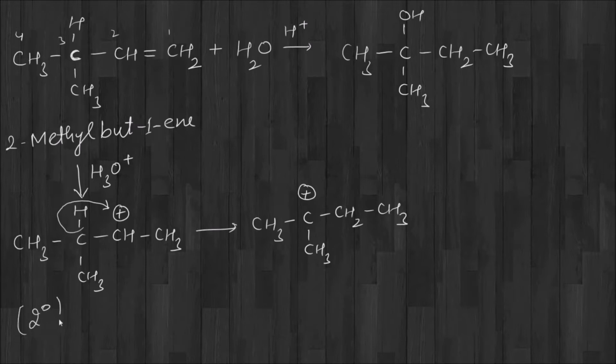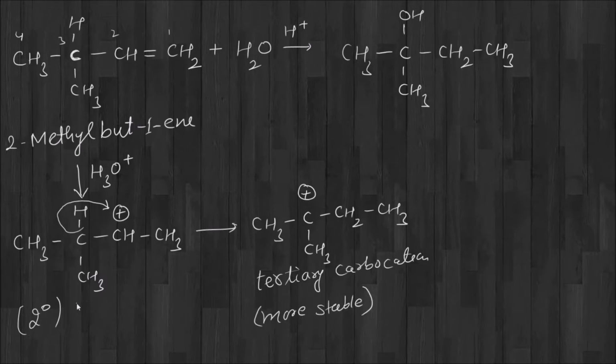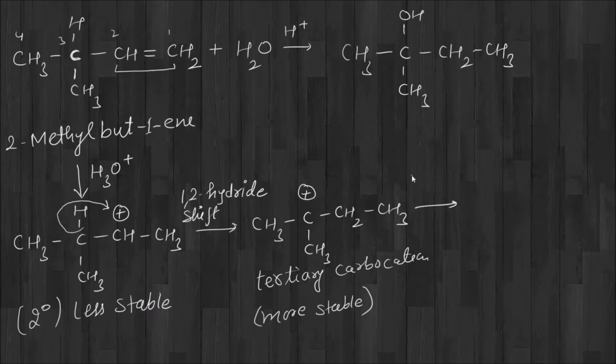This is the secondary carbocation and this one is the tertiary carbocation, which is more stable, and this secondary carbocation is less stable. So this tertiary carbocation is first formed and this is called a 1,2 hydride shift. This 1,2 hydride shift takes place only when there is a tertiary carbon next to the double bond. Keep in mind, because a more stable carbocation is formed, that's why with the rearrangement it is formed.